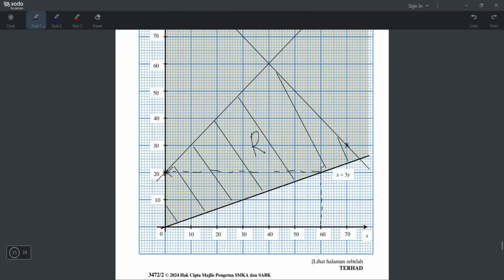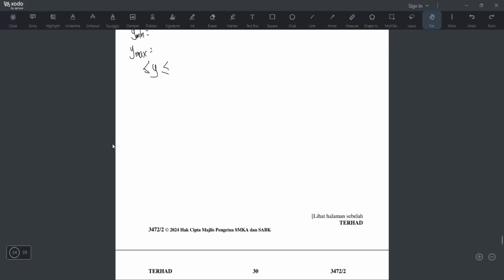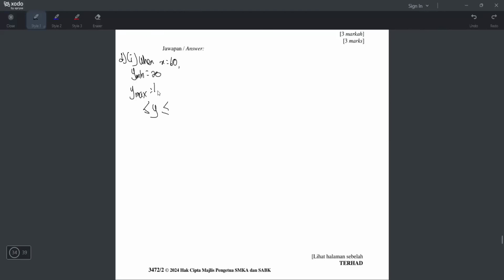Okay, what about maximum? Maximum you naik sampai the last contact point with the shaded region, which is here, and then tarik sini. Use ruler, and then this is the maximum. So you can see it's 20, 40 lah. So the minimum is 20, maximum 40. So the range, julat, is like this lah. Y in between 20 and 40. Okay, sudah siap. That is my D1 answer.